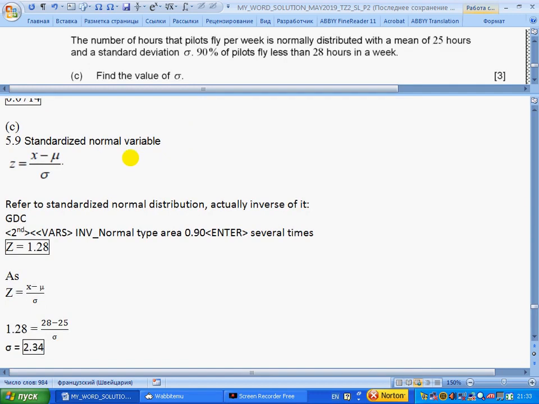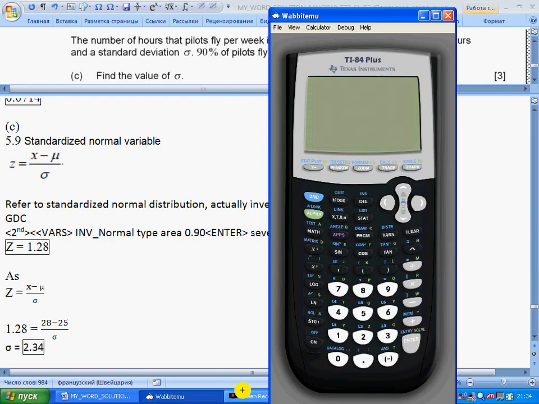So standardized normal value refers to the standardized normal distribution, actually the inverse of it. So we should find z for which the probability is 90%. So let us do it. We switch on the calculator. Second, quit.